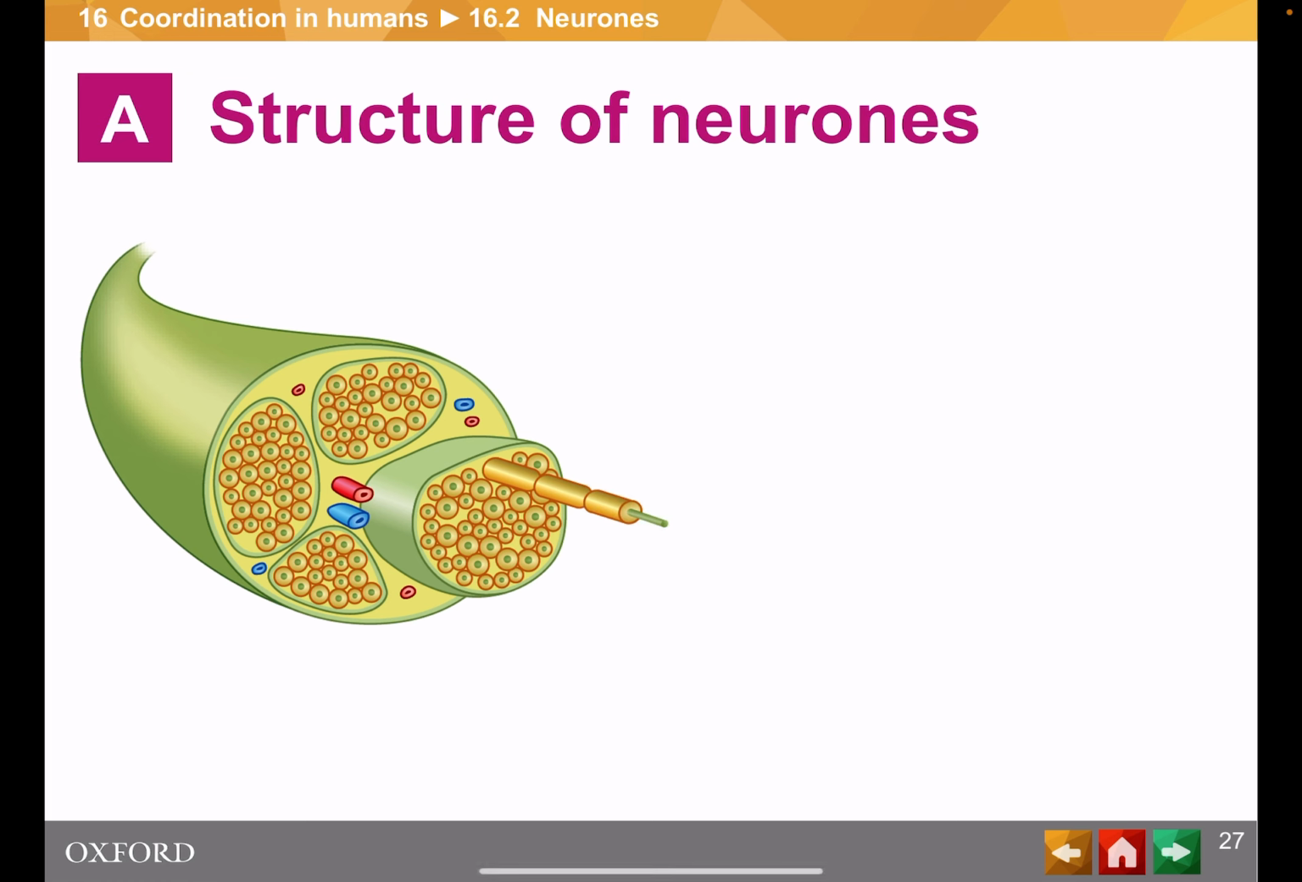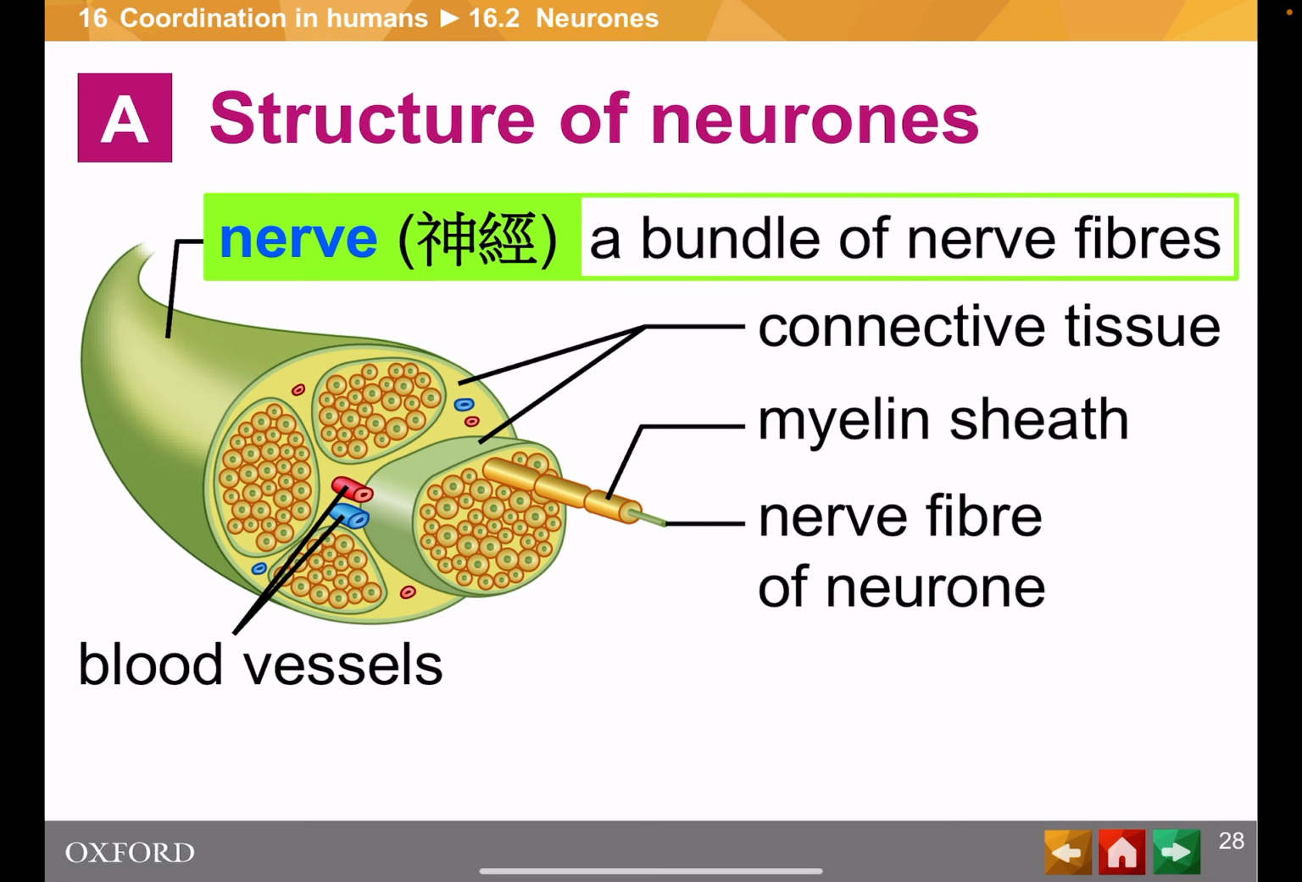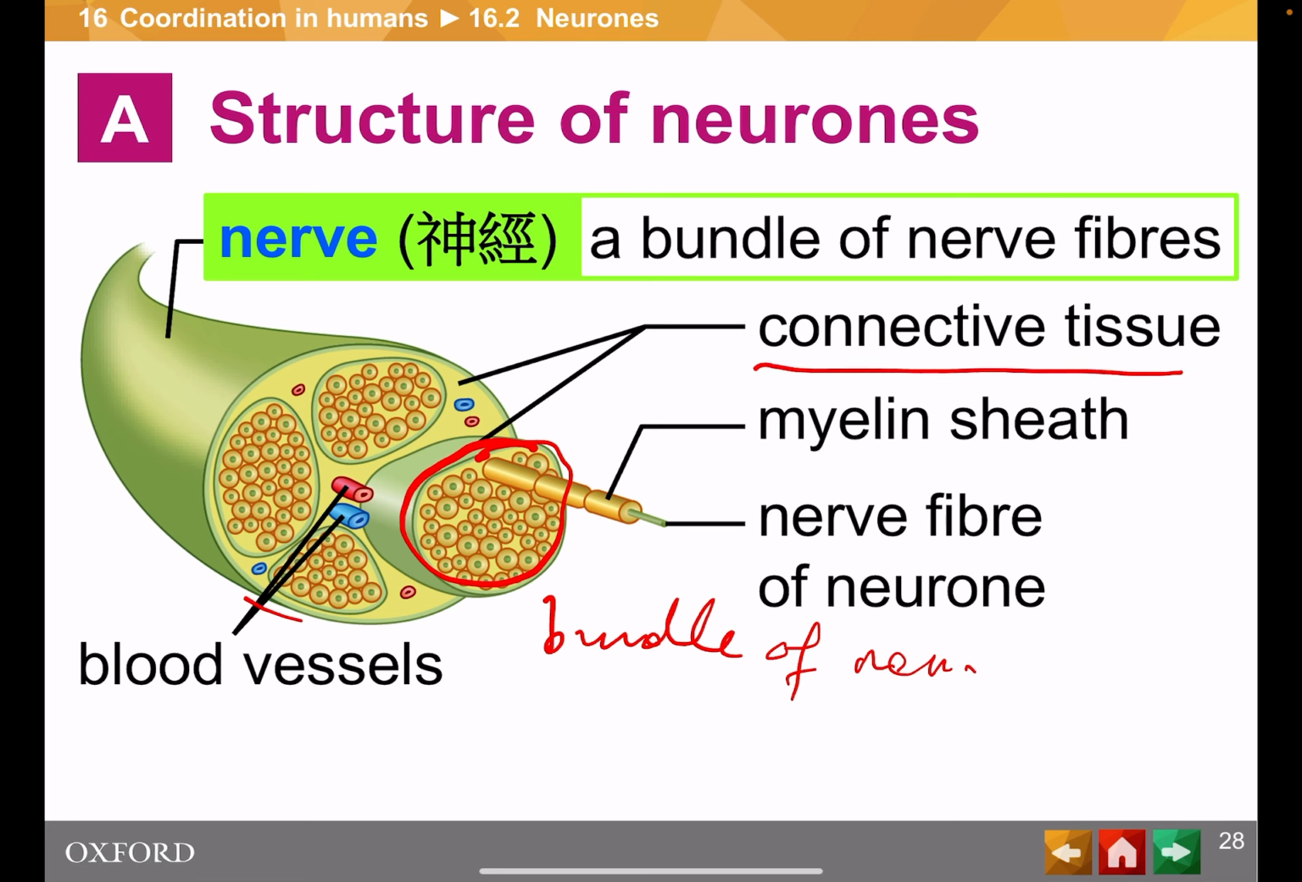Now, in fact, the nerve fibers of different neurons are usually wrapped in connective tissue. All of these nerve fibers are wrapped up together with some connective tissue, like this, and form a bundle. Many nerve fibers group together with connective tissue to form a bundle of nerves. Then many of these bundles are also wrapped up with connective tissue together, and this becomes an even larger bundle of nerve fibers.